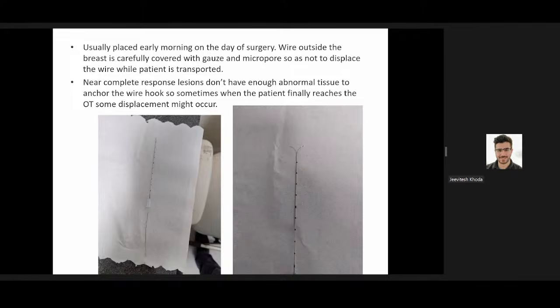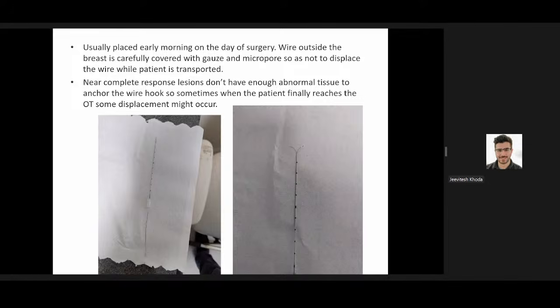So this is the other wire which I was talking about. This is the barbed one, which has two hooks at the end, unlike the previous one which has one hook. We've seen it latches on slightly better, and the displacements are less in this case.